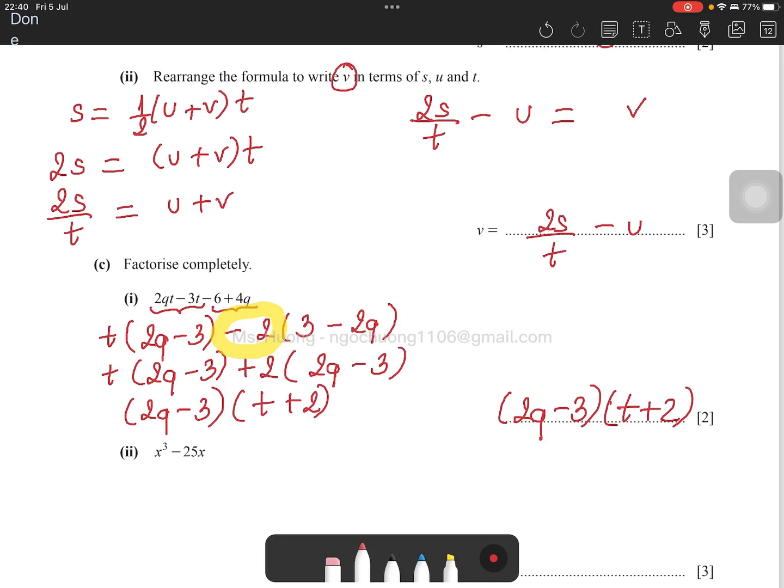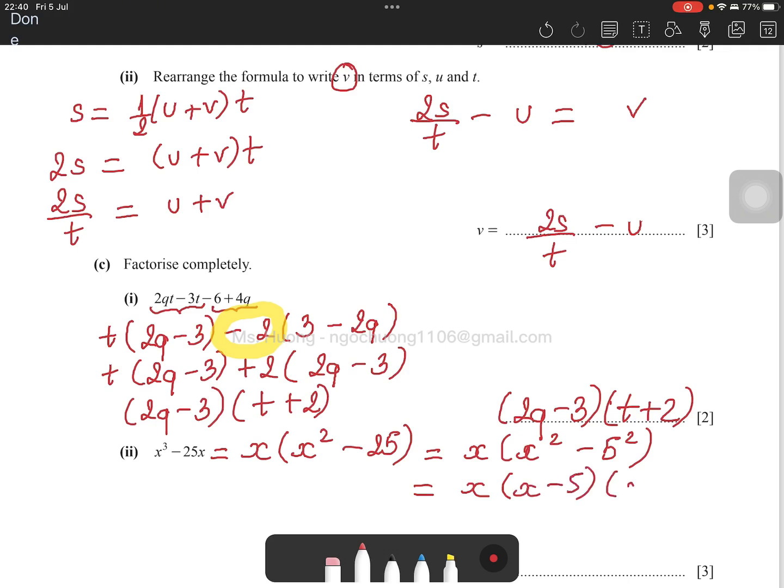Last question, x squared minus 25x. You know the common factor is definitely x. And then x squared minus 25 is left. 25 is 5 squared. So this is x squared minus 5 squared. And now it has the form a squared minus b squared. So we'll write x multiplied by x minus 5 times x plus 5. And this is the final answer. x, x minus 5, x plus 5.